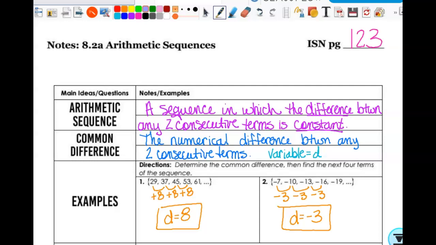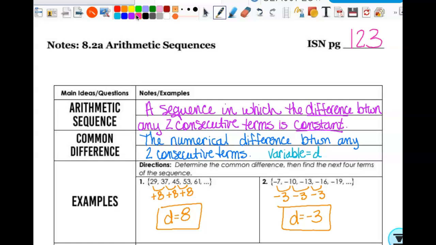Let's talk about this definition because it's going to be very similar to the next definition we have. It's not the same thing, but it's similar. So for an arithmetic sequence from yesterday, a sequence in which the difference between two consecutive terms is constant. So when you're looking at a pattern and you add 8, add 8, add 8, or whatever it is, that's the difference between the two, right? And it's constant. It's the same thing over and over again.